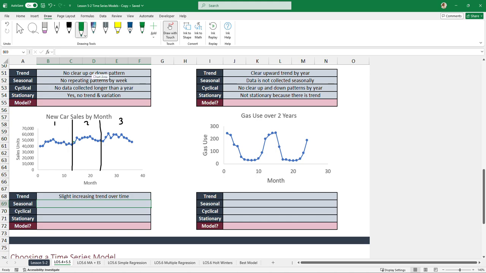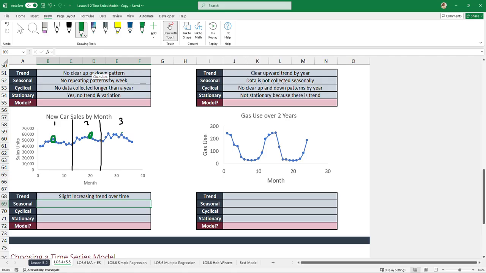In these years, do we notice anything in common? I actually do notice some things in common. Like in month 6, June, 1, 2, 3, 4, 5, 6.